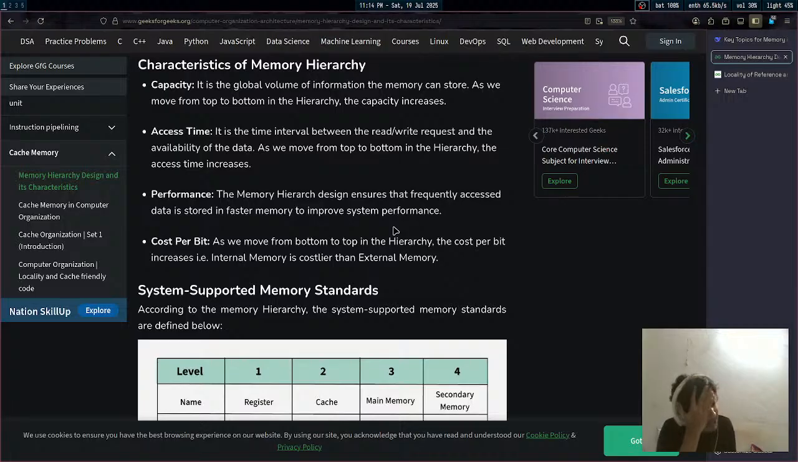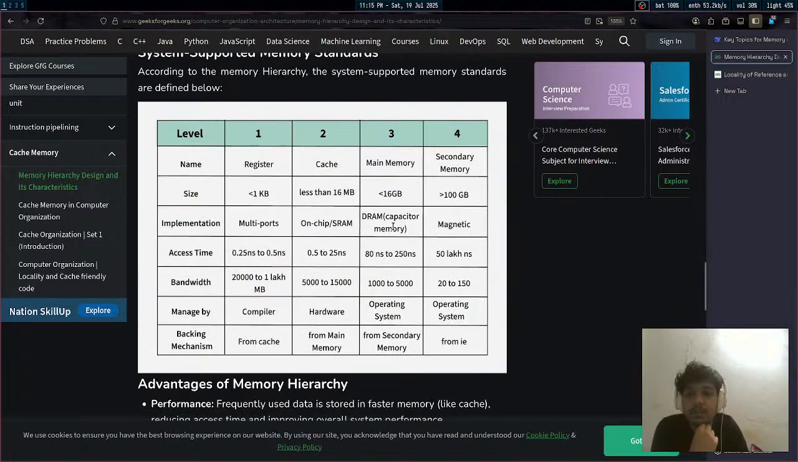Characteristics of memory hierarchy, and in this, what is there is capacity. Apart from capacity, performance and access time, I think both of them are the same, so I will just skip that. And the last one is cost for sure. So yes, this should be enough. I think I can move on with that.